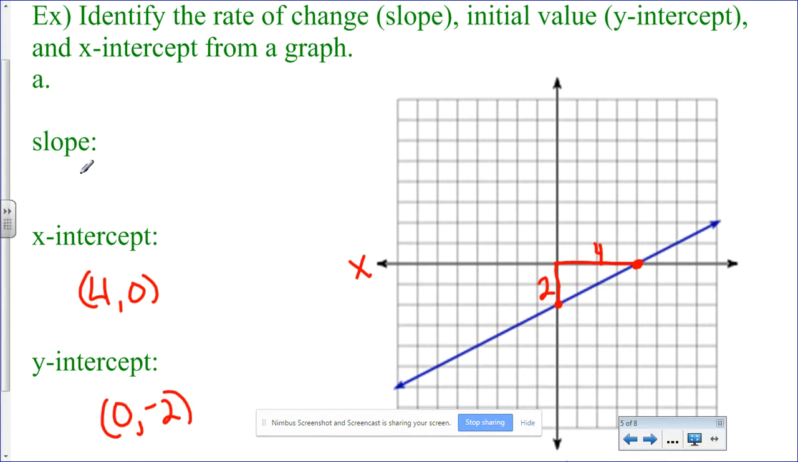Okay, so our slope means we're going up 2 over 4. Always reduce your slope. So I can divide each of those by 2. So 2 over 4 is equal to 1/2. We use the variable m to represent slope. So your final answer here is going to be m equals 1/2.